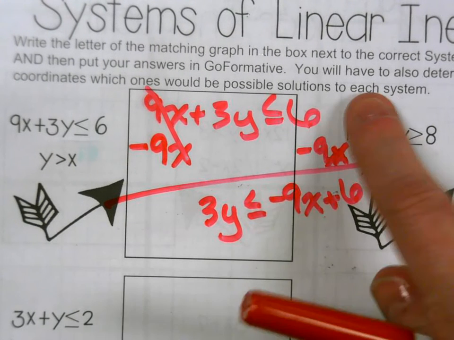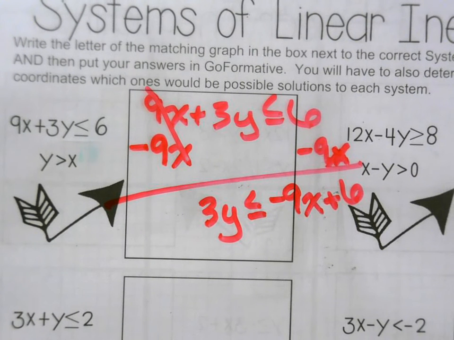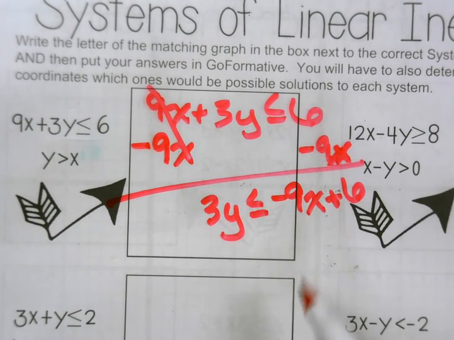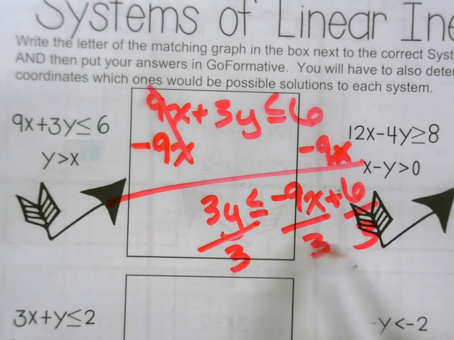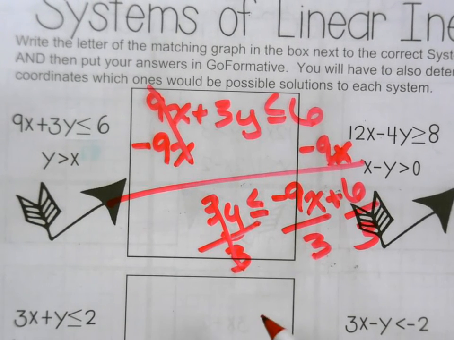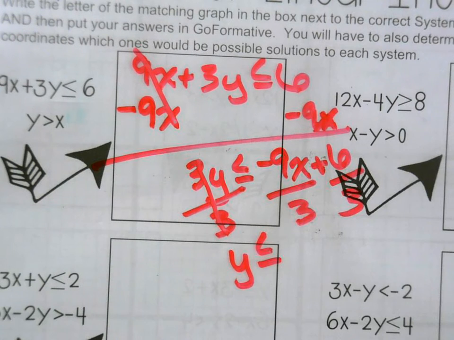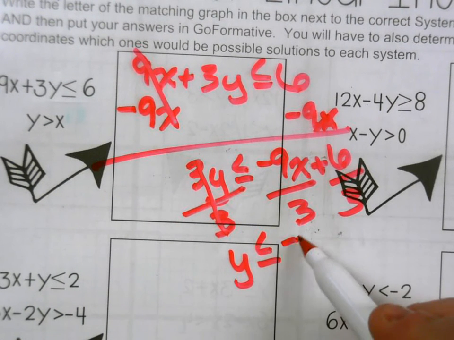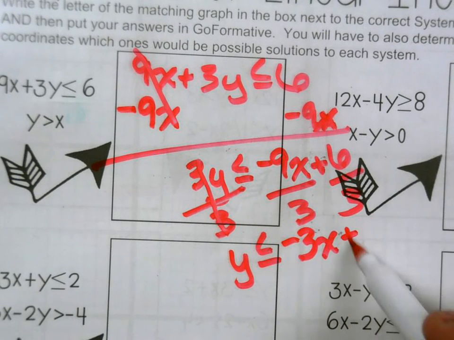You can put the minus 9x afterwards, but then you might get confused for the y equals mx plus b because we're used to seeing the x first, right? Okay, then what's next? Divide by 3. Divide everything by 3. Do I have to flip my sign this time? No, because it's not a negative. So it's y is less than or equal to negative 9x divided by 3 is negative 3x, and 6 divided by 3 is 2.